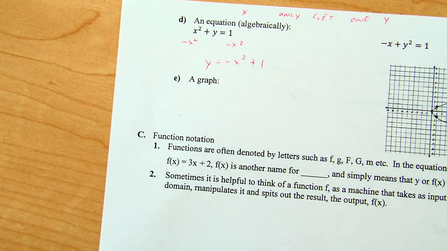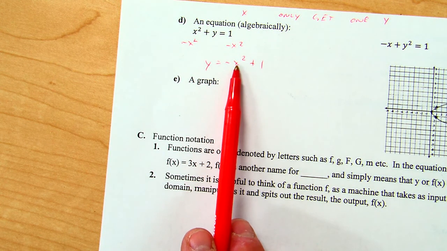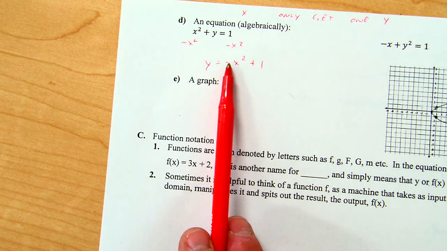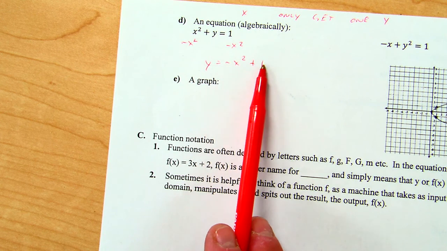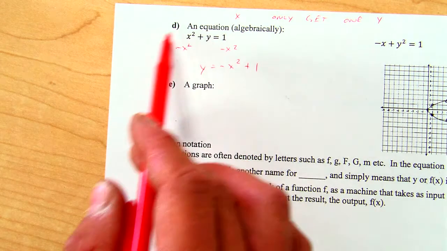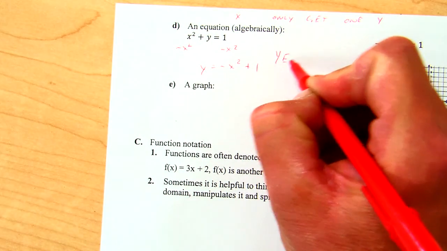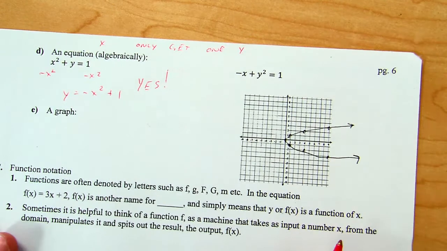Well, watch what happens when you pick an x. If I plug in the number 1, 1 squared is 1, minus 1 is -1, plus 1 is 0. So when I plug in a number, I only get one number out. And that's going to be true for every x that you pick. So this would be an example where, yes, this is a function. Now let's go over here and take a look at this one.